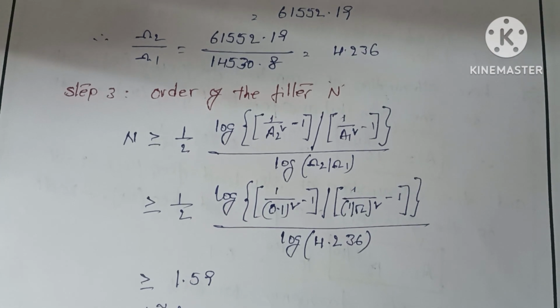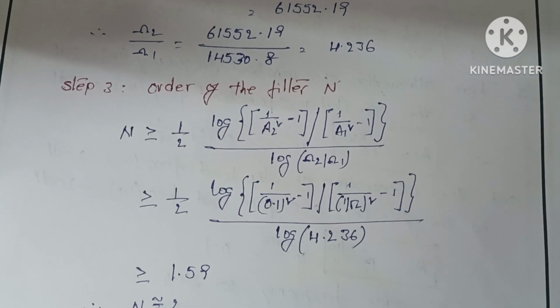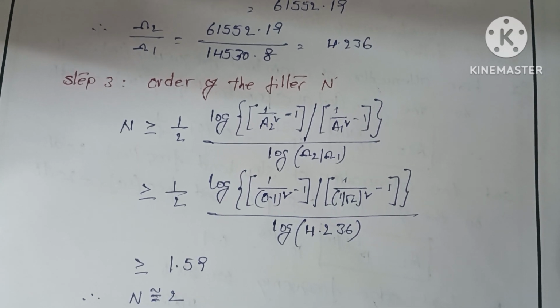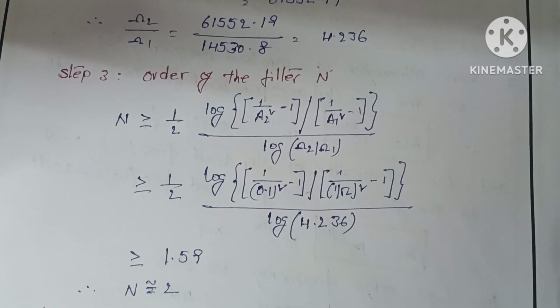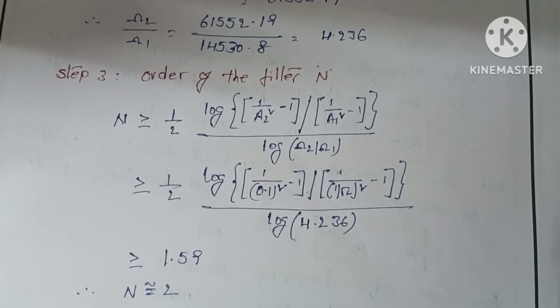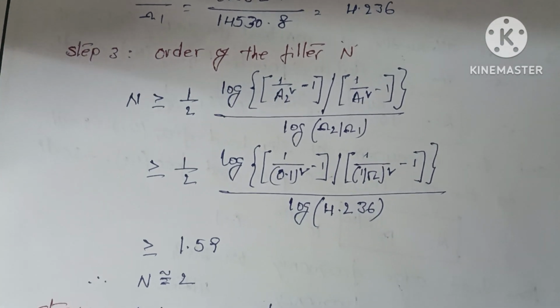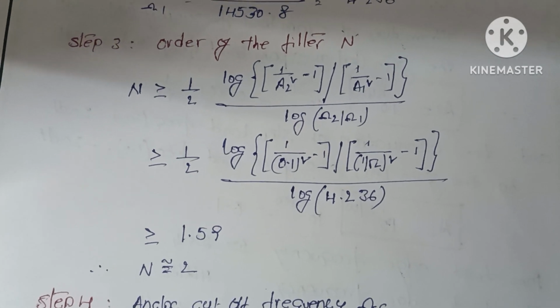Step number 3, find the order of the filter n. Using the above relation, n is greater than or equal to 1 by 2 log of (1 by A2 square minus 1) divided by (1 by A1 square minus 1), the whole divided by log of omega 2 by omega 1. Substitute all the values. Here you will be getting n is greater than or equal to 1.59.